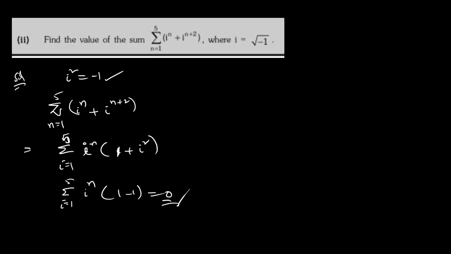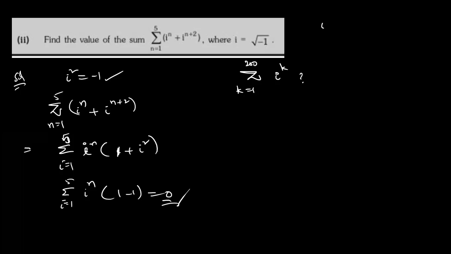Now, another question is sigma i^k, k running from 1 to 200. How to solve these models? Anyone? So how to solve? Without expanding directly, how to solve?